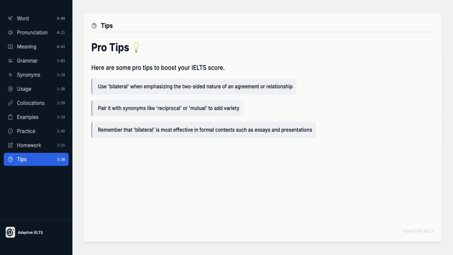Today, we've explored the word bilateral and learned how to use it effectively in IELTS writing and speaking tasks. Use this term to discuss international relations, trade agreements, and cooperation between countries. Keep practicing with the exercises and tips provided to boost your band score.